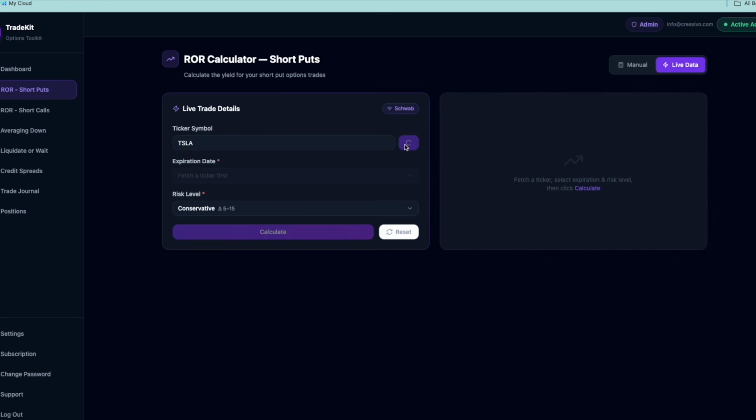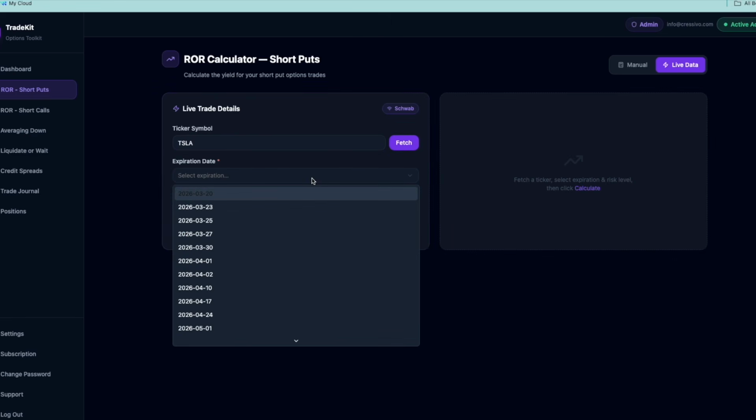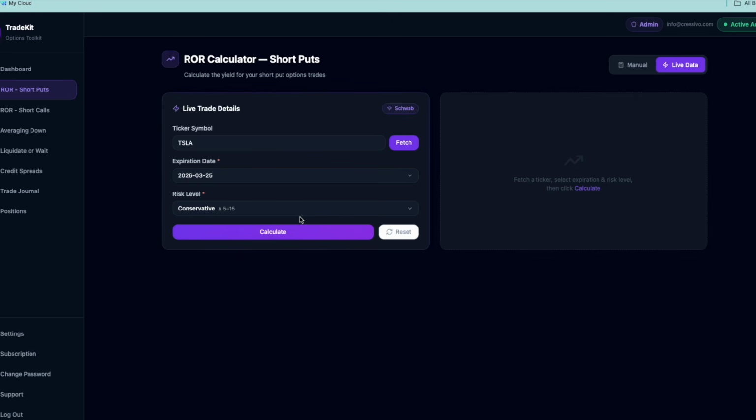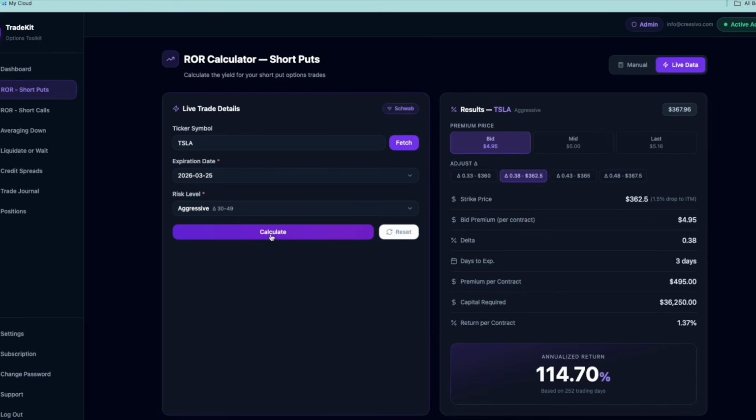Let's look at Tesla for a moment. Now, I like Tesla. That's one of my favorite tickers. And let's look at a Wednesday contract, the 25th of March. And let's say I want to be aggressive and I want to sell a put a little bit closer to the money because I'm totally fine buying 100 shares of Tesla. If I did have to buy the shares, I would just turn right around and sell a covered call against them. So it pulls up these different contracts.